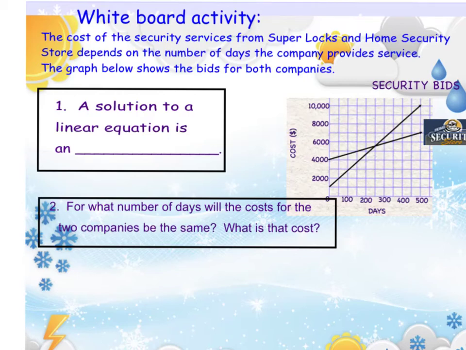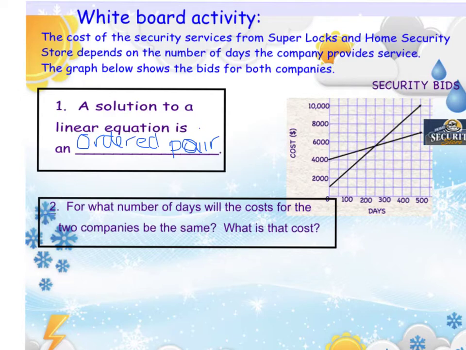Hi everyone, we are going to start by doing a whiteboard activity as a review. Hopefully you remember that a solution to a linear equation is, and that "and" gives you a little bit of a hint, an ordered pair. So it's the set of coordinates that makes the equation true. So a solution to an equation is an ordered pair. That's important for you to remember.